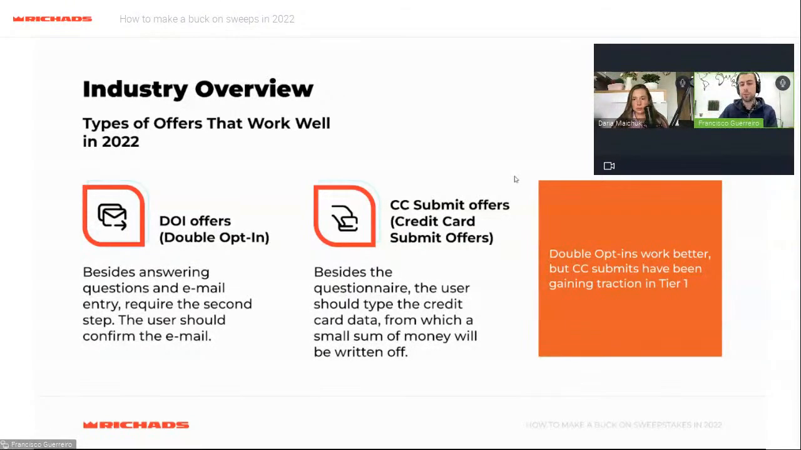And then, of course, credit card submit offers have been gaining quite a bit of traction. This type of offer can do quite good results, but it requires a more specialized and pro type of work as an affiliate. So yeah, those are the two top verticals that we've seen gaining traction in this past year.